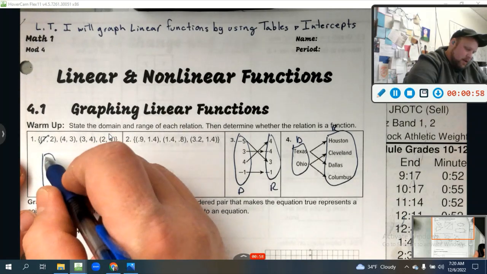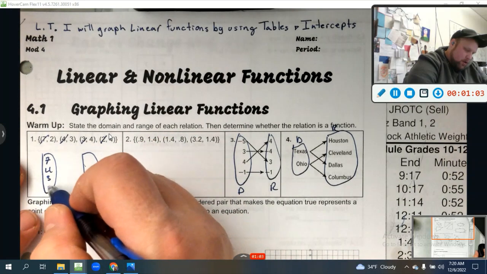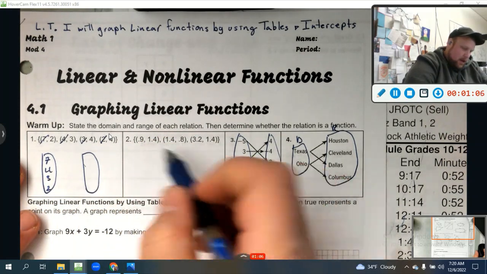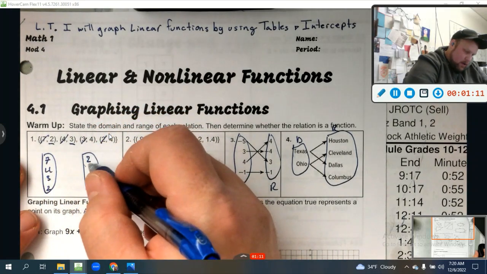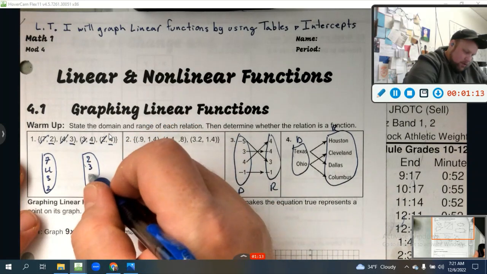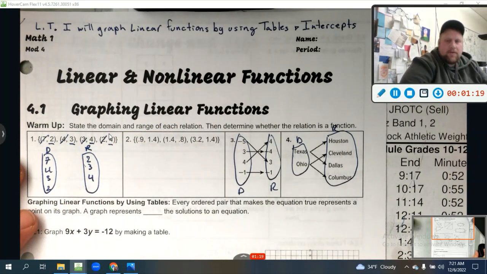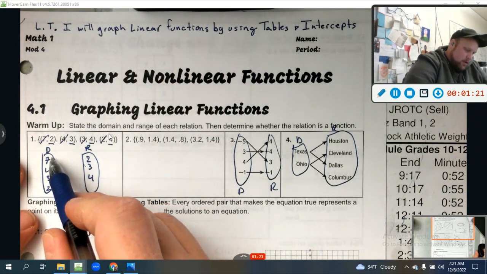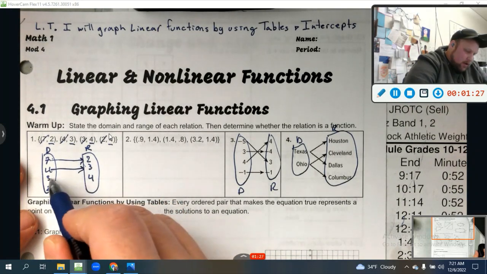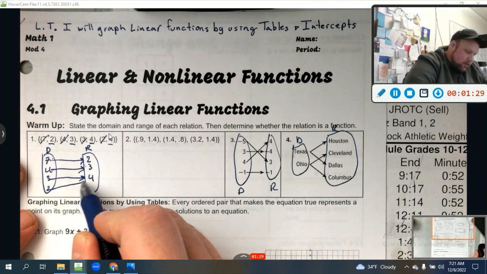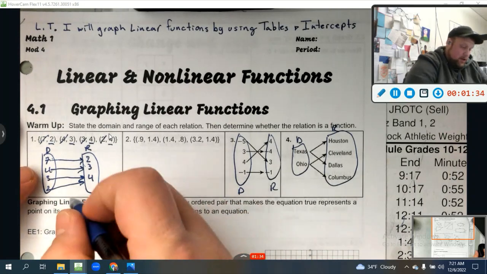So I've got 7, 4, 3, 2. No repeats there. And let's see, 2, 3, and then two 4s, so we're just going to do that once. This is my domain, this is my range. Let's determine if it's a function or a relation. 7 goes to 2, 4 goes to 3, 3 goes to 4, and 2 goes to 4. Notice that each of the domains only goes to one range. That's a function.